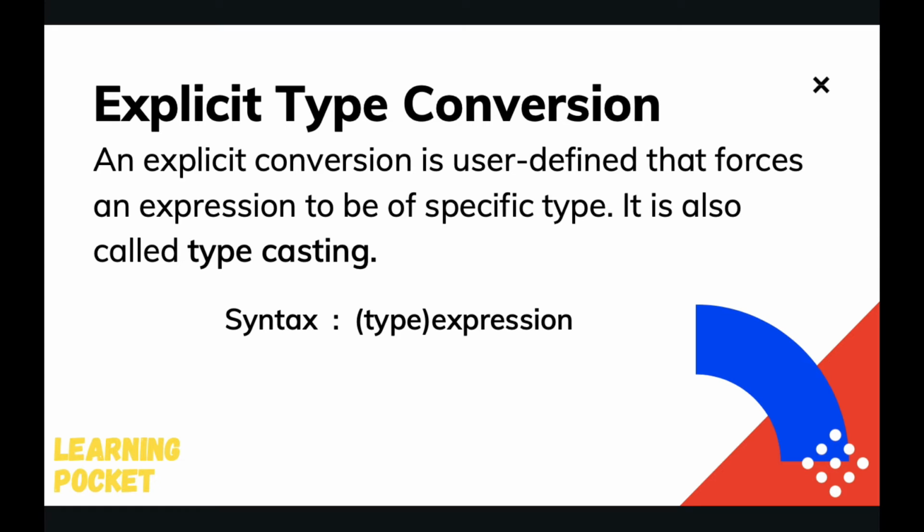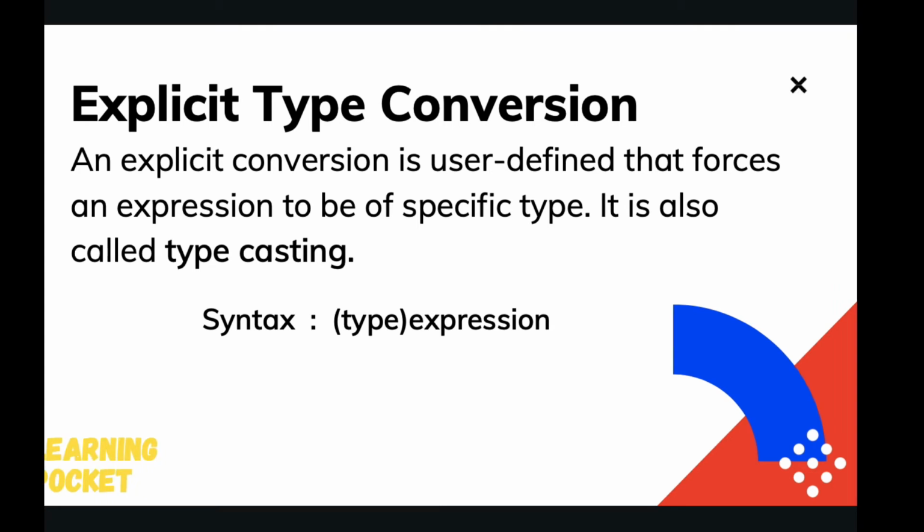So what is going on here? We are forcing the expression to be a particular data type. That data type may be the larger or the smaller one. That does not matter. The compiler will be forced to convert to that particular data type.